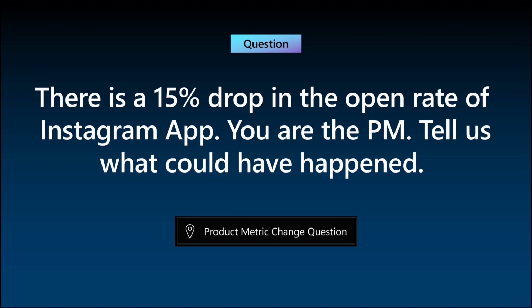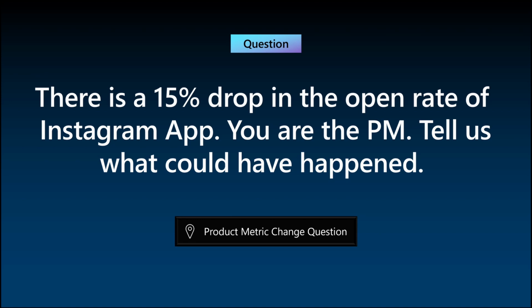Metric change questions test if you know what to do when a key product metric, for example, traffic, revenue, engagement, etc., is going up or down for no apparent reason. For example, Facebook newsfeed engagement is down 10%. How would you report this issue to the CEO? This is a typical example of a product metric change question. There are many different reasons why this decrease might be happening, and your interviewer will want to see you take a bulletproof approach to find the root cause of the issue.